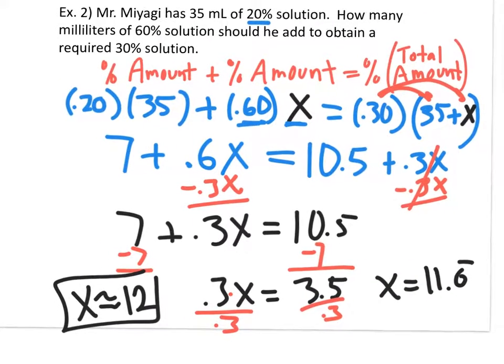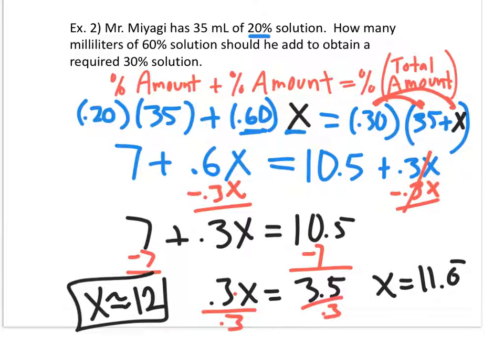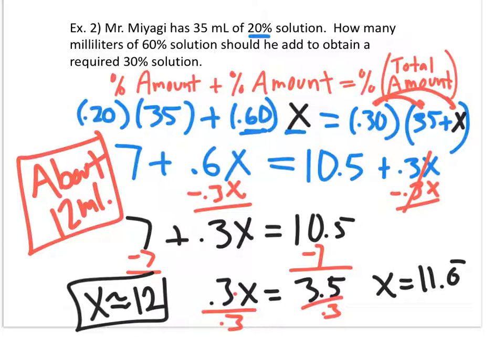So what did we just find here? The original question was, how many milliliters of 60% solution should he add? So about 12 milliliters. That's your answer, about 12 milliliters. You got it?